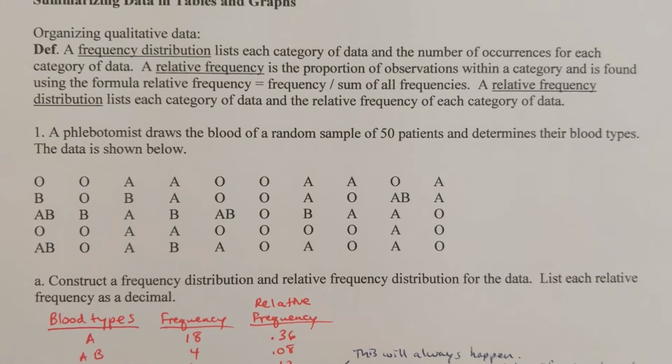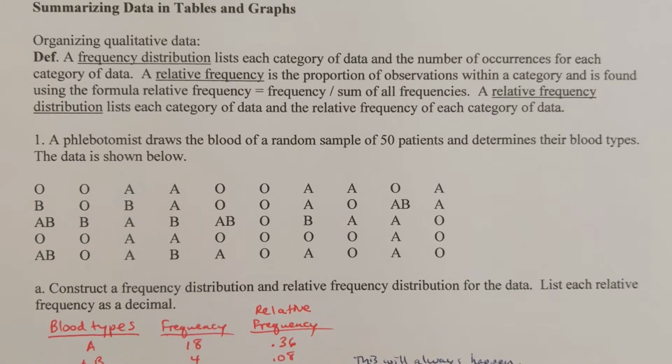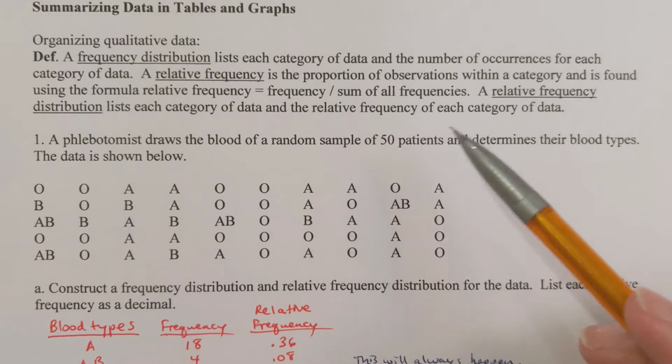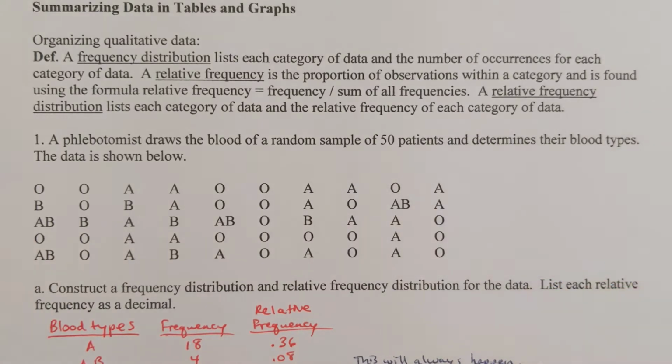A definition there: a frequency distribution lists each category of data and the number of occurrences for each category of data. Relative frequency is the proportion of observations within a category and is found using the formula: relative frequency equals the particular frequency divided by the total, the sum of all the frequencies. And then a relative frequency distribution lists each category of data and the relative frequency of each category of data.